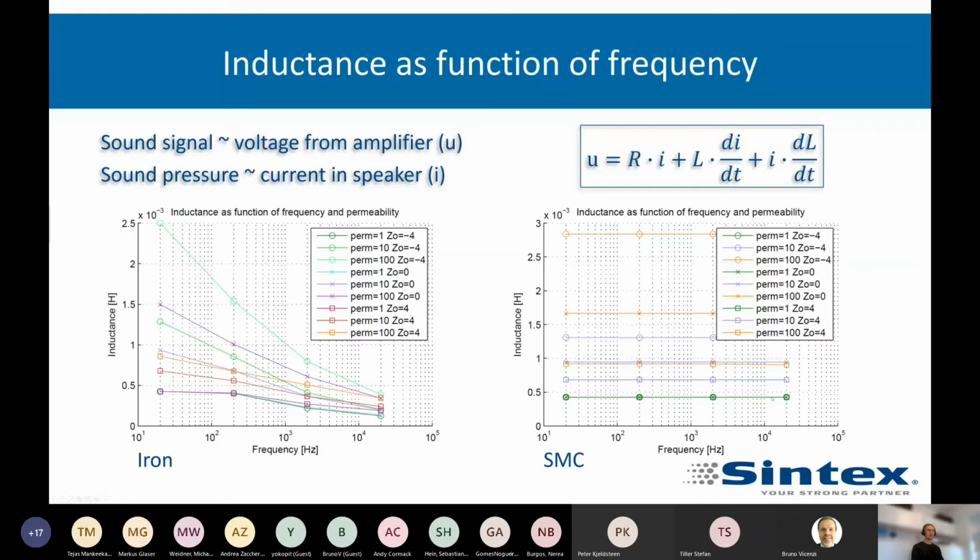If you look at the SMC case, you can see that we have curves that are more or less constant. You don't need to mind so much about the permeability and position, but it's just to say that we have a more constant time constant in inductance.